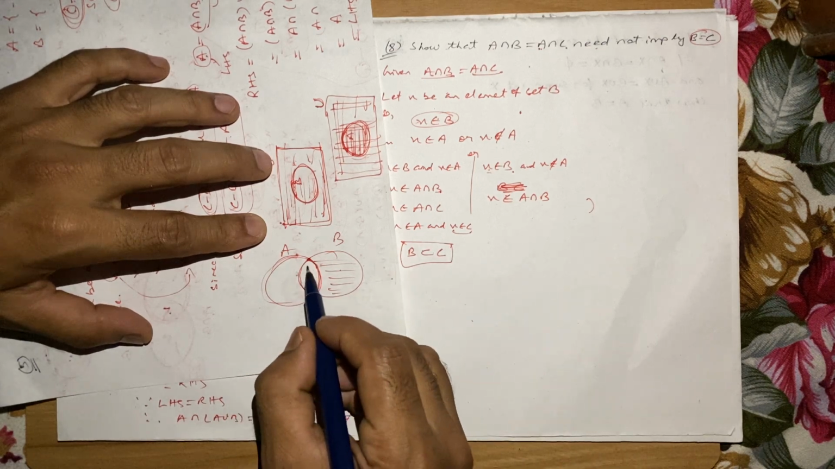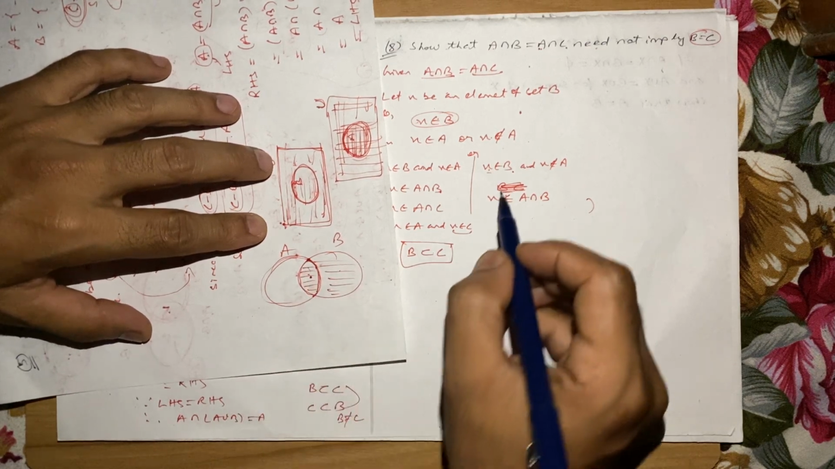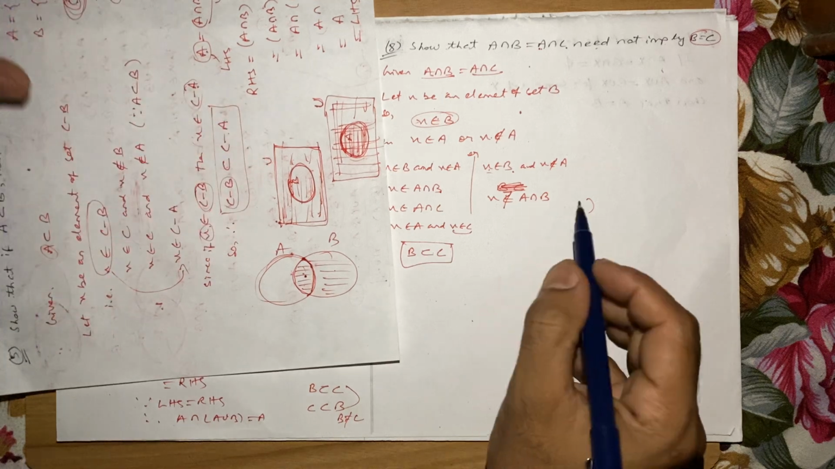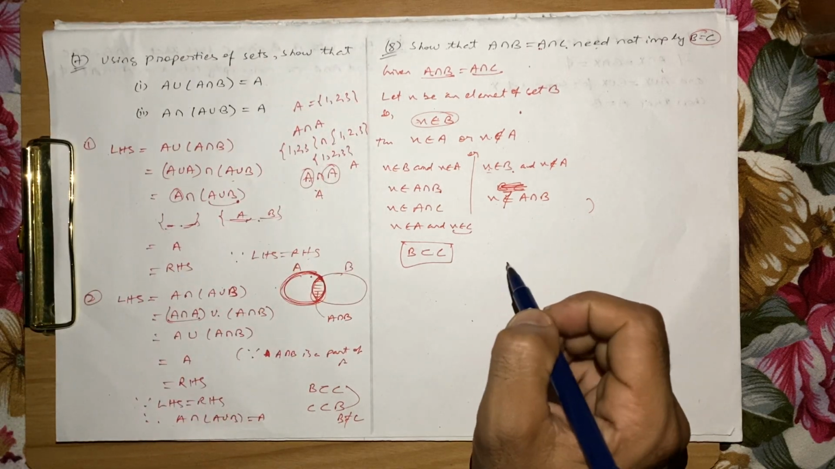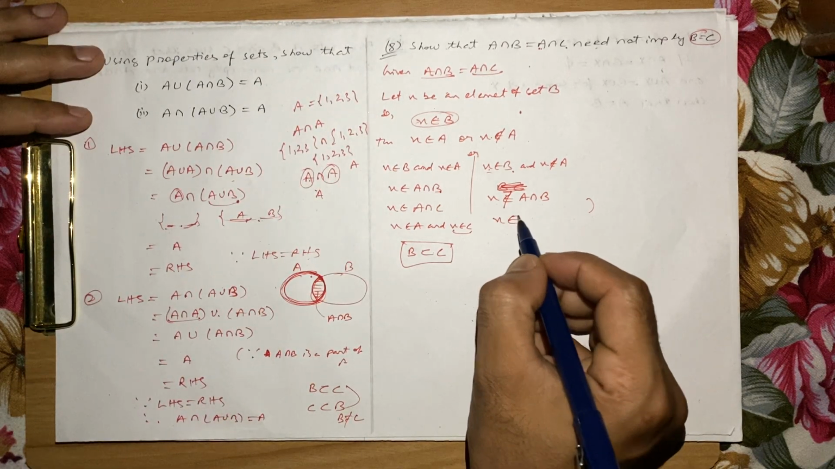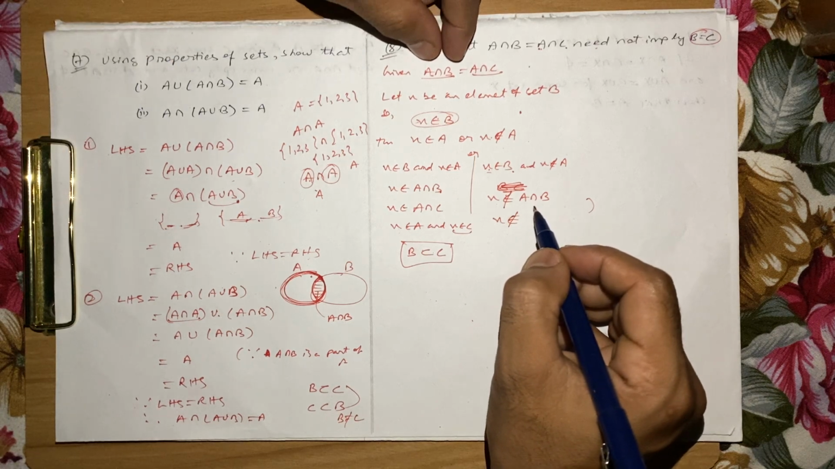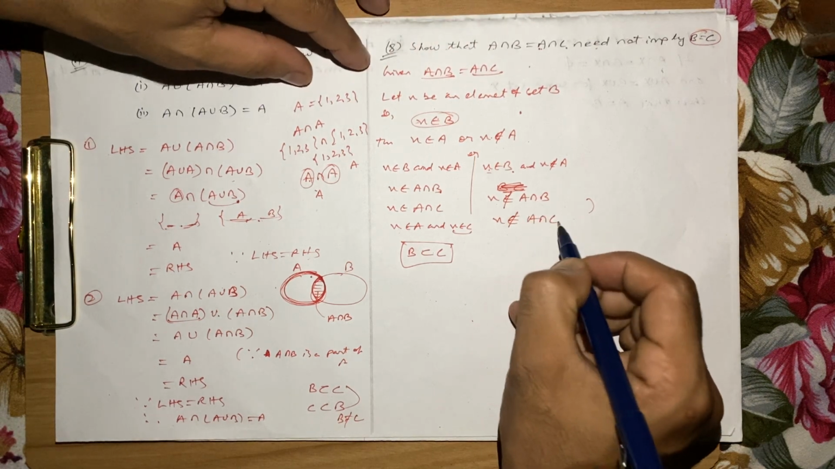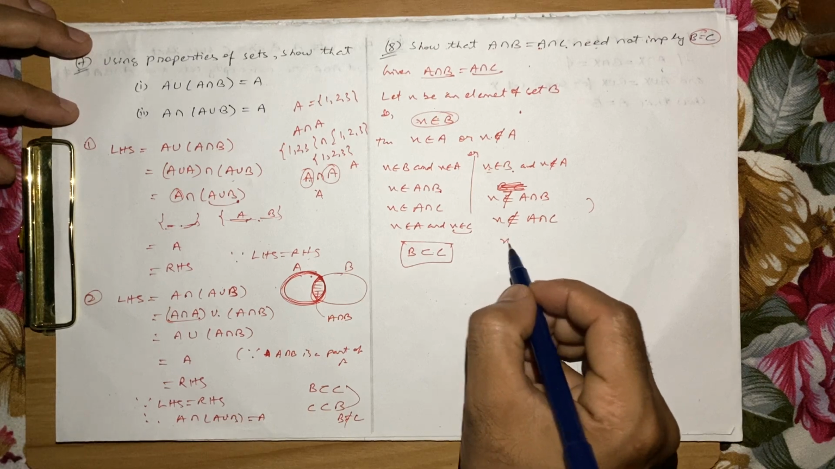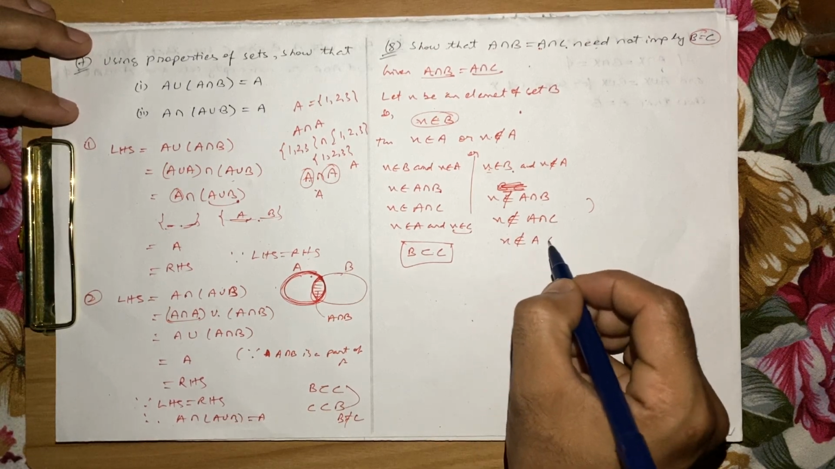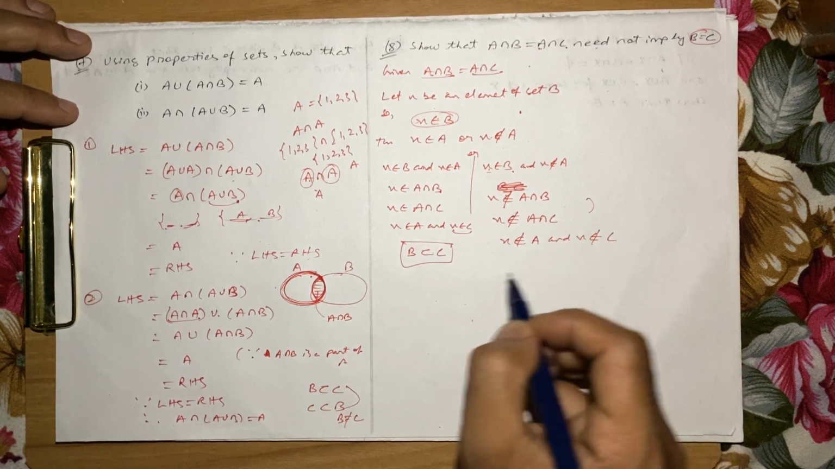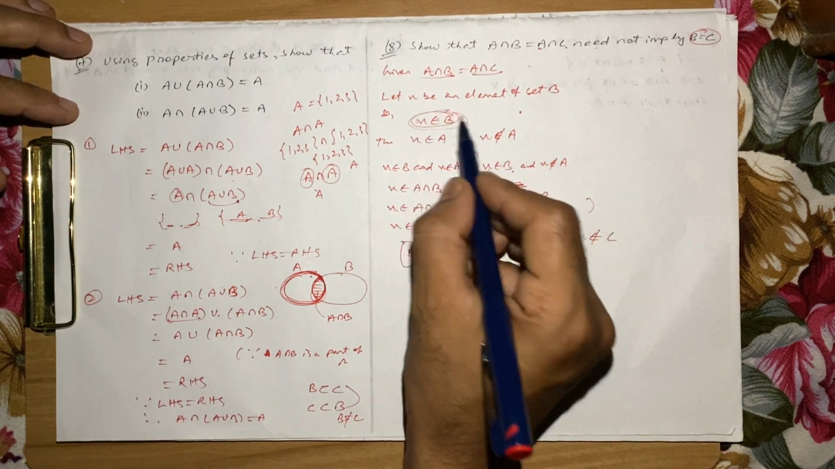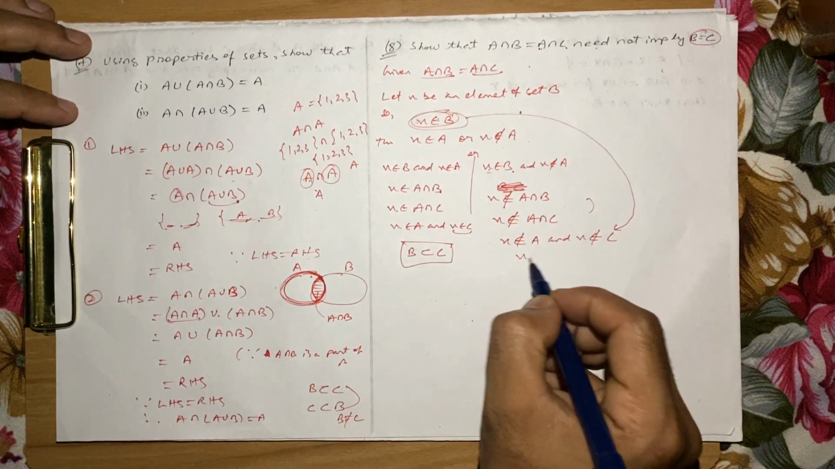So I can say for sure that X will not lie here in the common region. So X does not belong to A intersection B. I can say this, right? So X does not belong to, in place of A intersection B, I can write A intersection C. From this I can say X does not belong to A and X does not belong to C. So from X belongs to B, I got to know that X does not belong to C.